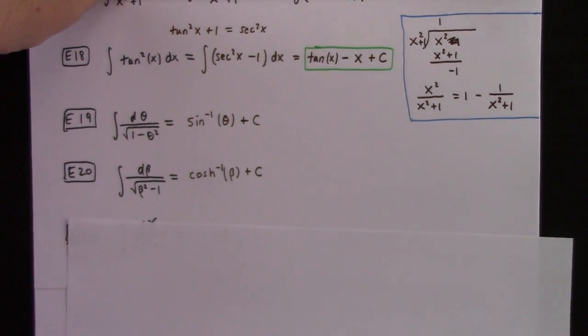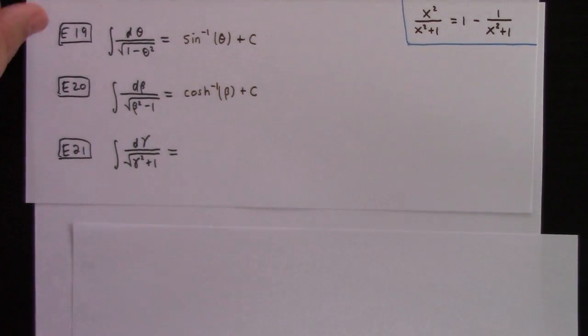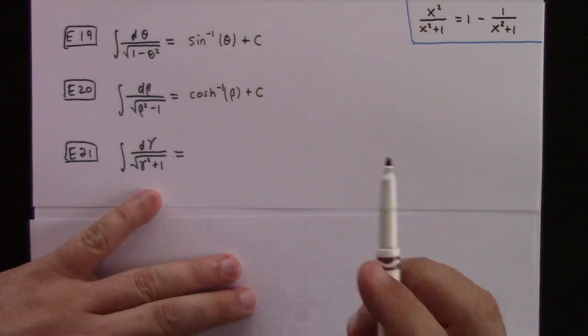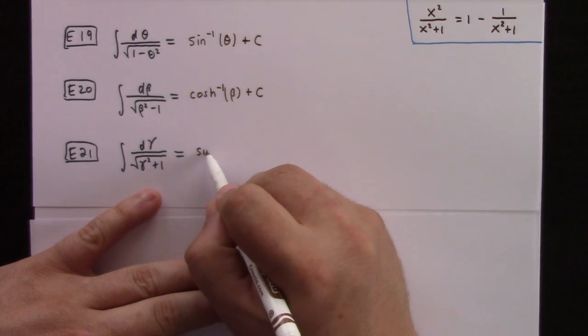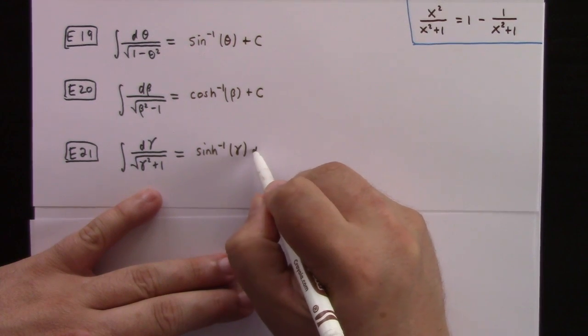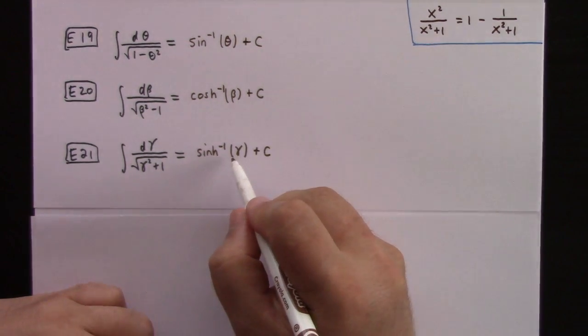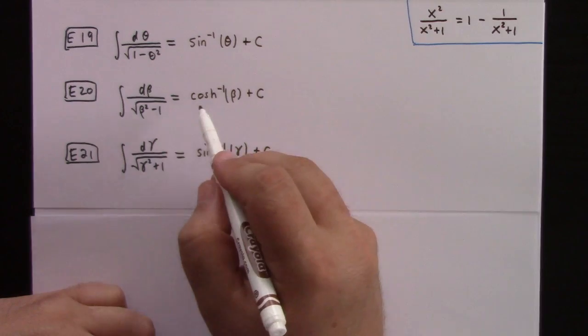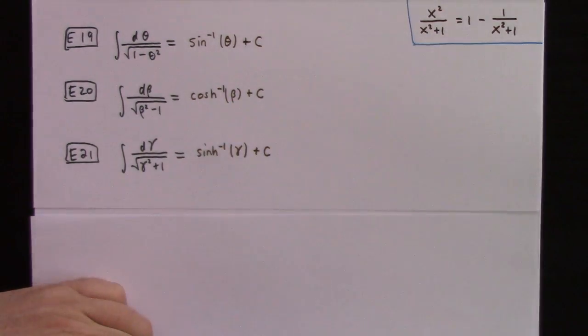Next on the list, gamma. This guy is going to be the inverse hyperbolic sine of gamma plus a constant, remember. The derivative of this is that function, derivative of that is that function, derivative of that is that function.